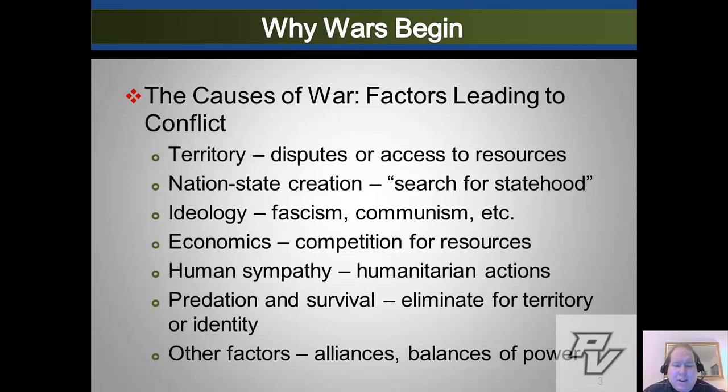The other factors, as far as Holsti is concerned, really are an issue of maintaining alliances or maintaining balances of power in case one group gets too far ahead or too far behind. Again, not as frequent, we're talking about the 7th, but really territory, nation-state creation, ideology were especially important in the 20th century. It's very likely that economics and human sympathy will become more prevalent in 21st century war.